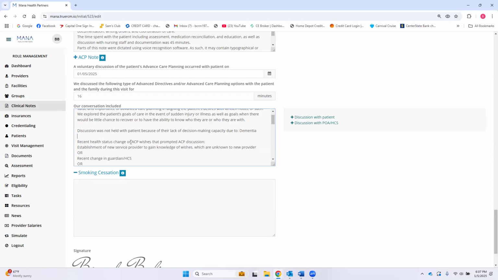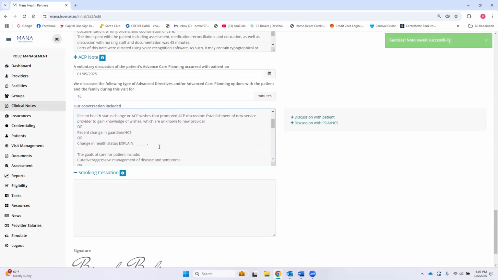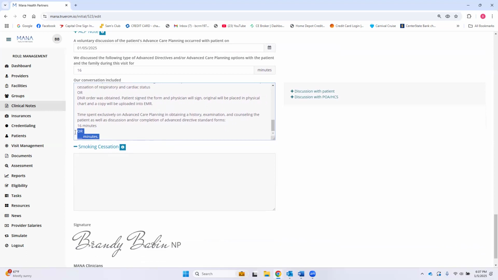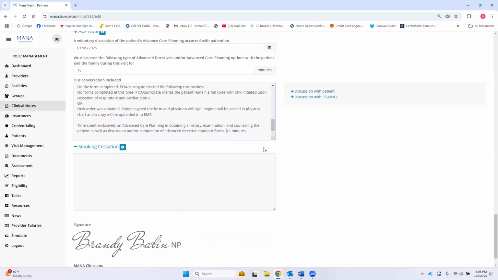Recent health status change or advanced care plan wishes that prompted this discussion. Maybe it's a new service provider, you're new to the patient, or the guardian has changed, or the patient is declining. Delete whatever is not applicable and then move on to the next one. The goals of care for the patient include curative aggressive or non-aggressive or comfort focused. So you're going to go through each of the snippets until you're all the way done at the bottom. And then you either use 16 minutes, or if it took you longer than that, you count those minutes.